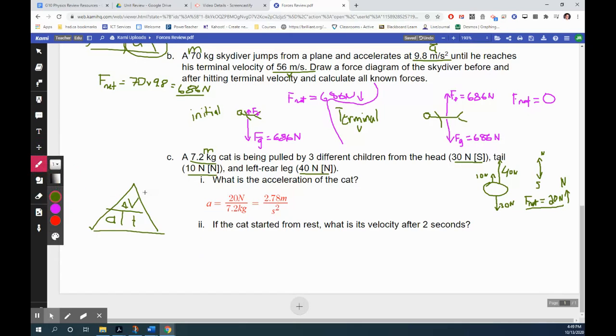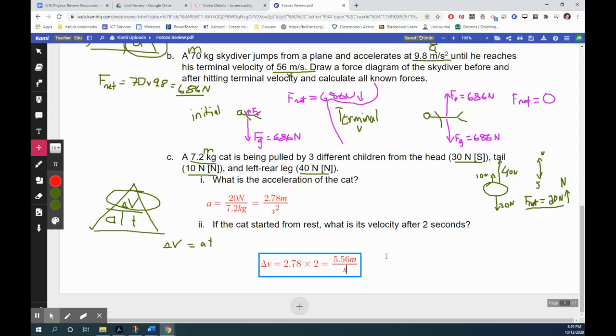We are looking for the change in velocity, so we're going to do a times t, because delta v equals at. Delta v equals the acceleration, which is 2.78, times time, which is 2 seconds. That gives us 2.78 times 2, which is 5.56 meters per second. And that's the velocity of the cat that is being pulled by 3 kids after 2 seconds. Now, isn't that a nice picture? I think that covers basically everything.